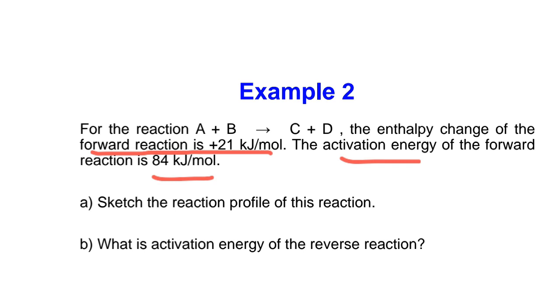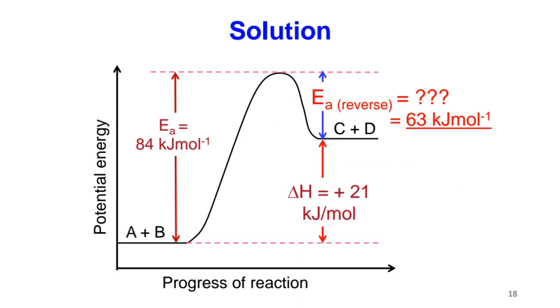To sketch the reaction profile, we must think whether it is an endothermic reaction or an exothermic reaction. The clue given here is positive 21 kJ per mole, the enthalpy change of the forward reaction. A positive value of enthalpy refers to an endothermic reaction. So, for the forward endothermic reaction, the enthalpy of product is higher than the enthalpy of reactant. Given 21 kJ per mole is the enthalpy change of the reaction and 84 kJ per mole is the value of activation energy for the forward reaction.